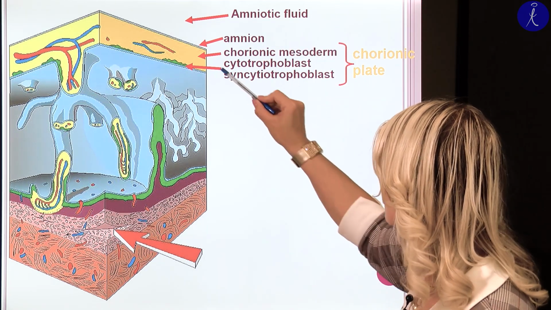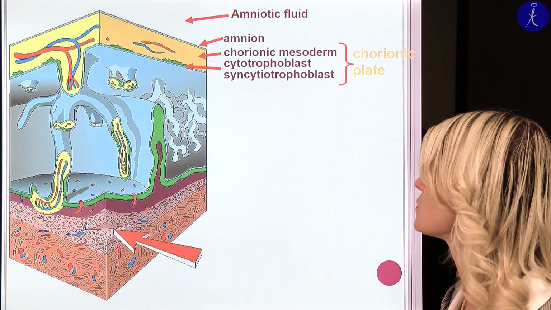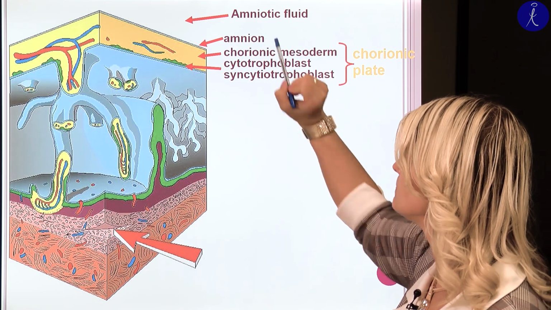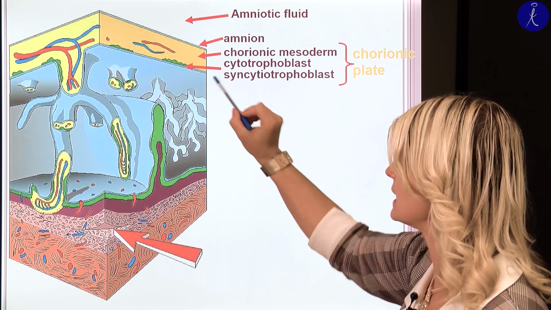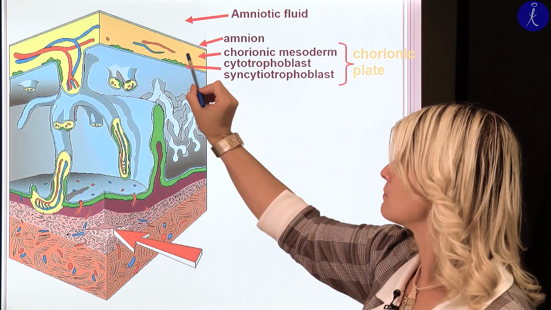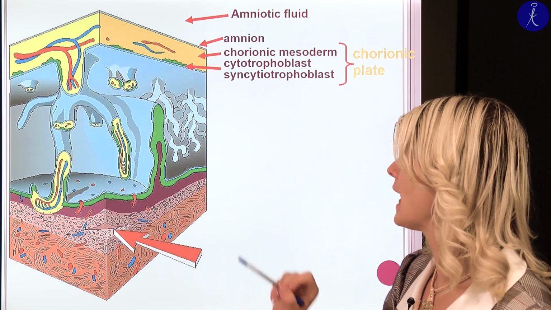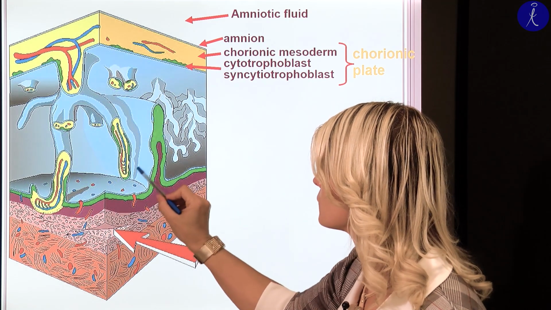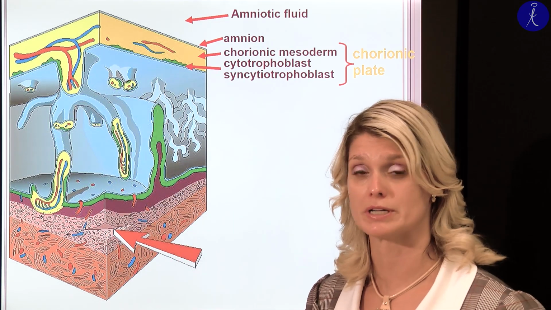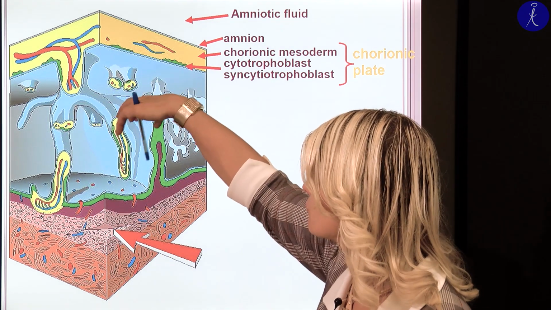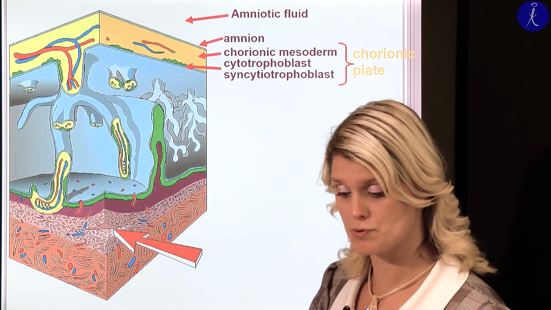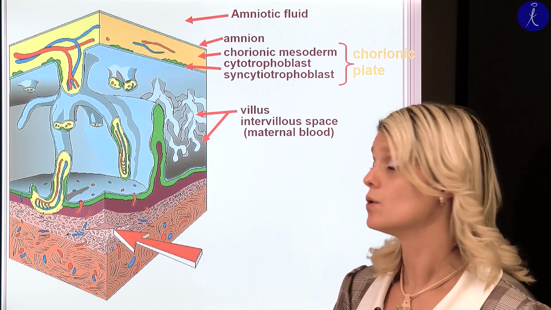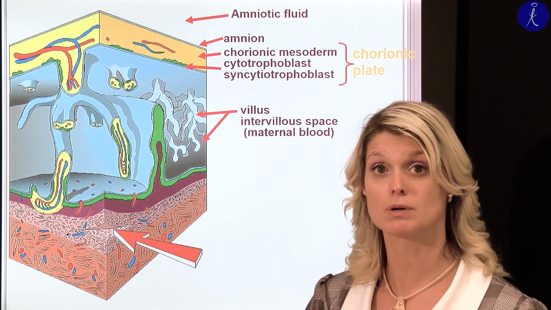This is a higher magnification of the structure of the placenta. This is the embryonic part, which consists of the layers of the embryo, the amniotic layer and the chorionic plate, which consists of chorionic mesoderm, this connective tissue, and the trophoblast cells. They form these finger-like protrusions, which are called the chorionic villi, and these chorionic villi grow into the intervillous spaces, which will be filled with maternal blood.